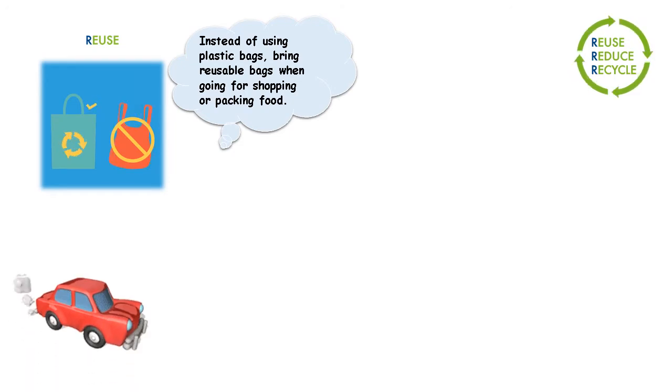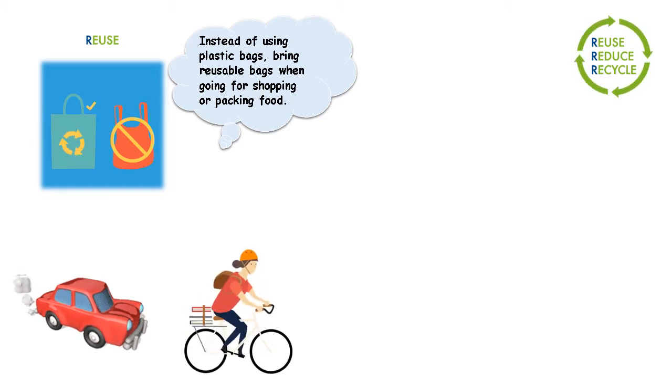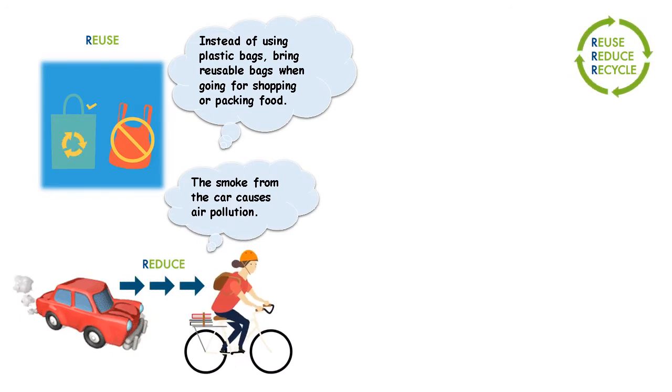Our second magical R is reduce. Reducing is cutting back on the amount of trash we make. For example, ride a bicycle to school instead of using the car. Remember, the smoke from the car causes air pollution, which harms our environment.